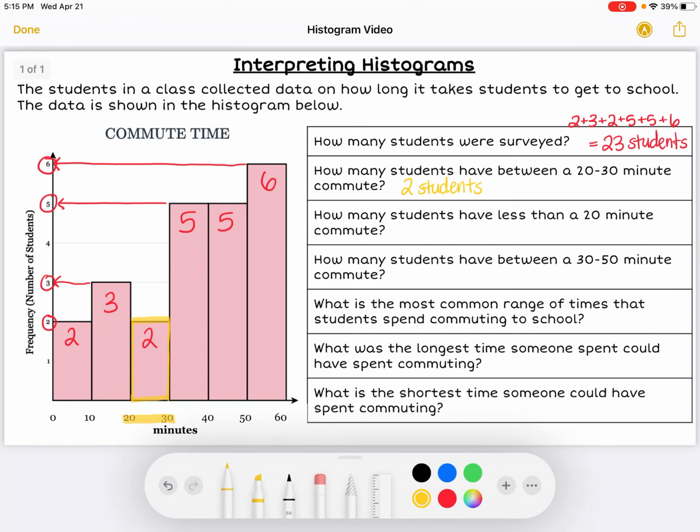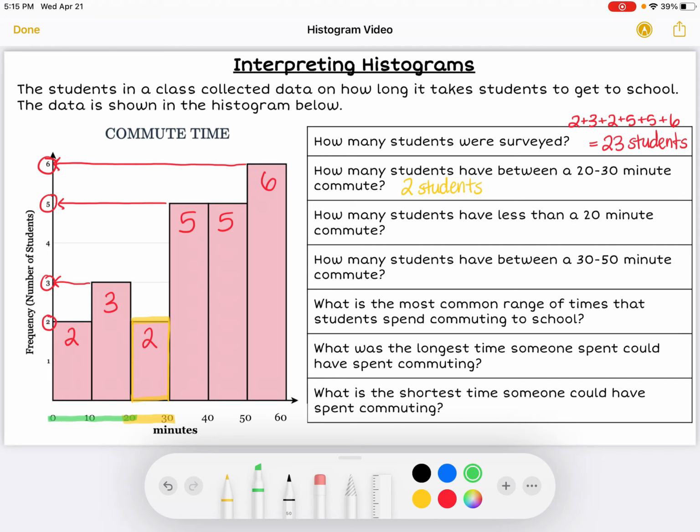The next question says how many students have less than a 20-minute commute. So for less than a 20-minute commute, I need to find 20 on my graph, and then I'm going to want to count everything that's less than 20. So everything to the left of 20. So I see that there are 2 bars to the left of 20. I don't want to count what's at 20 because that would be 20 to 30, which is more than 20. I just need what's less than 20.